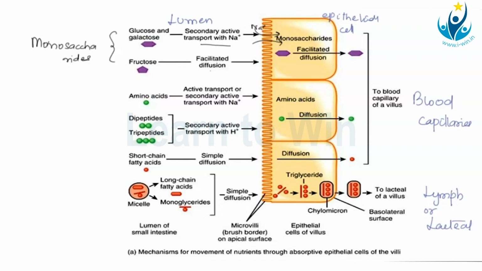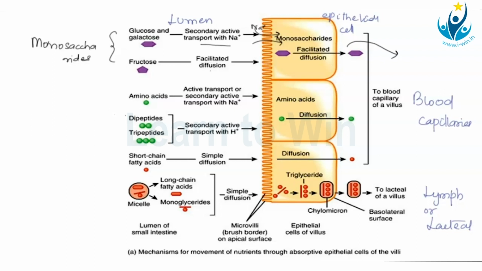Sometimes small amounts of glucose are absorbed by simple diffusion, but fructose, which is a monosaccharide found in our fruits, is mostly transported via facilitated diffusion. So this is with respect to glucose, galactose and fructose, and finally from there they will enter the blood capillaries.